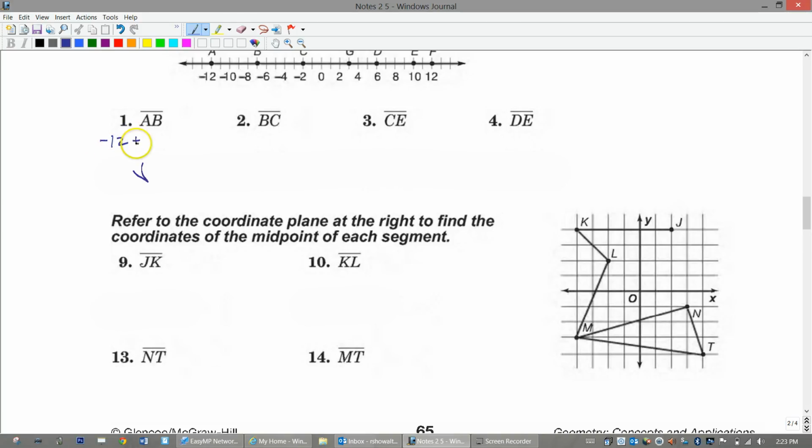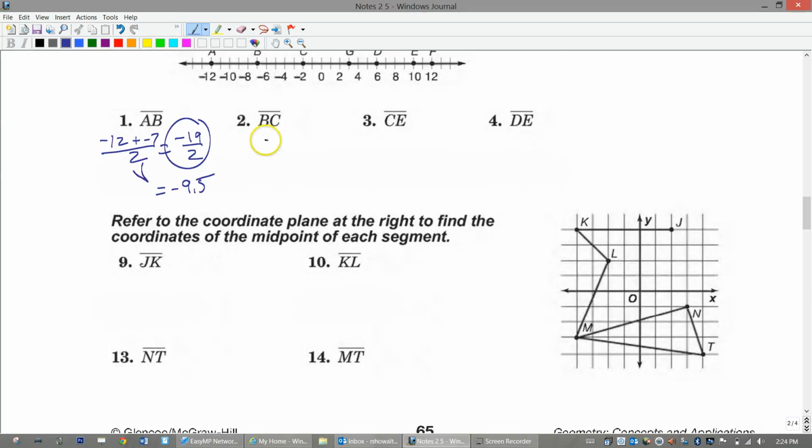All right. On the first one, AB, the coordinate of A is at negative 12. Coordinate of B is at negative 7. So if we add those up and divide by 2, we get negative 19 over 2. You can leave it like that. But I guess in this case, it makes a little bit more sense to talk about it in terms of a decimal because we're talking about it graphically or visually. So that decimal is kind of okay there.